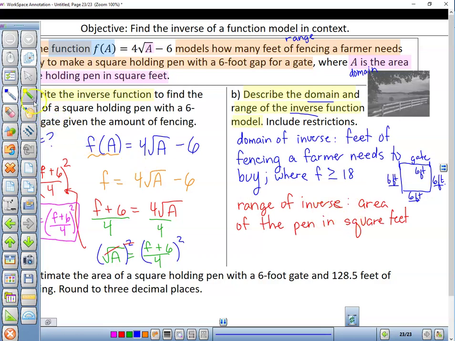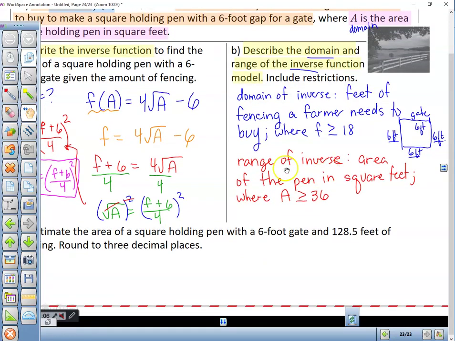For your range, which is your area then, if this is the smallest holding pen that you can make, then the area is going to have a minimum value of 36 square feet. So here, our area, where A, which is capital A, is going to be greater than or equal to 36.